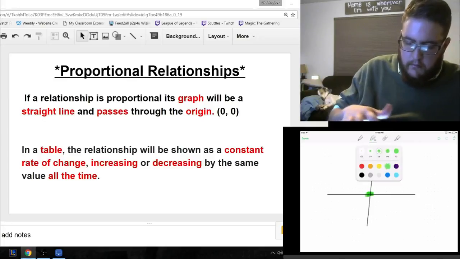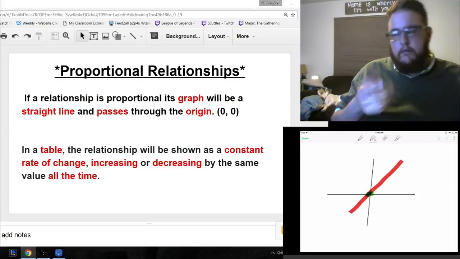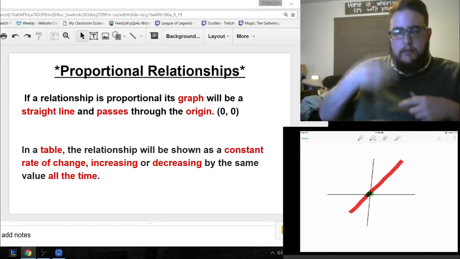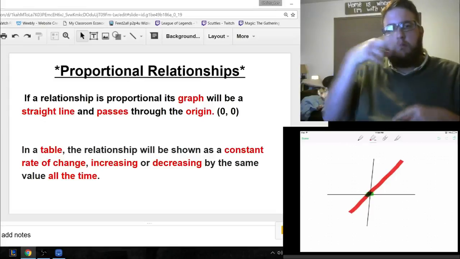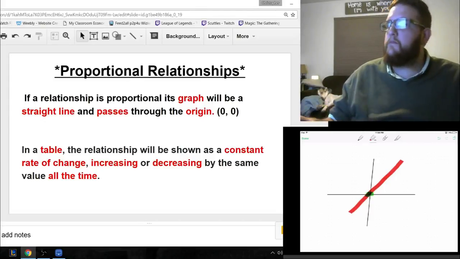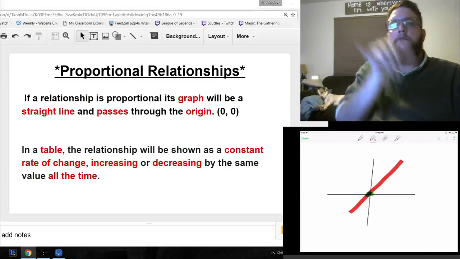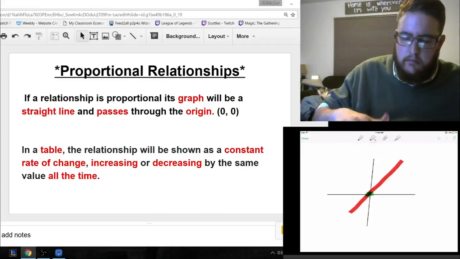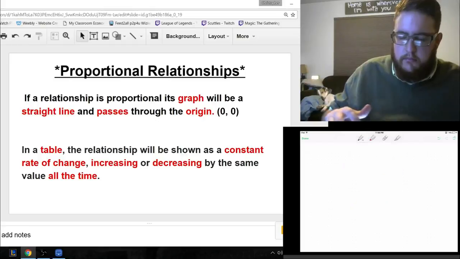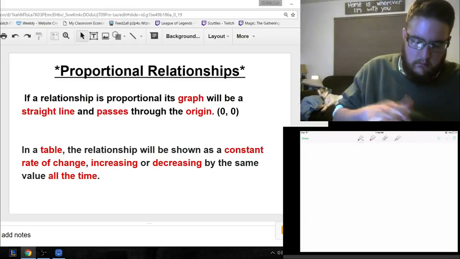So there is our origin, highlighted in green. And the red line is an example of a line that is straight. Well, not straight because I can't draw very well, but it's supposed to be straight and it passes through the origin. Therefore, this is an example of a proportional relationship. So, the next thing we're going to be talking about is proportional relationships in tables. Now, in a table, the relationship will be shown as a constant rate of change, increasing or decreasing by the same value all the time.